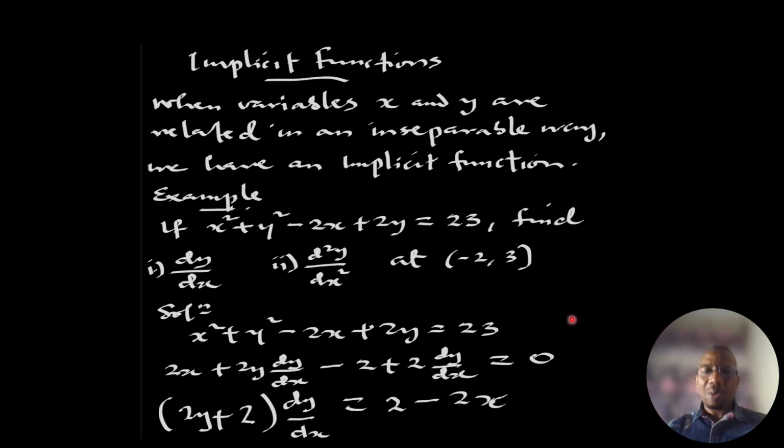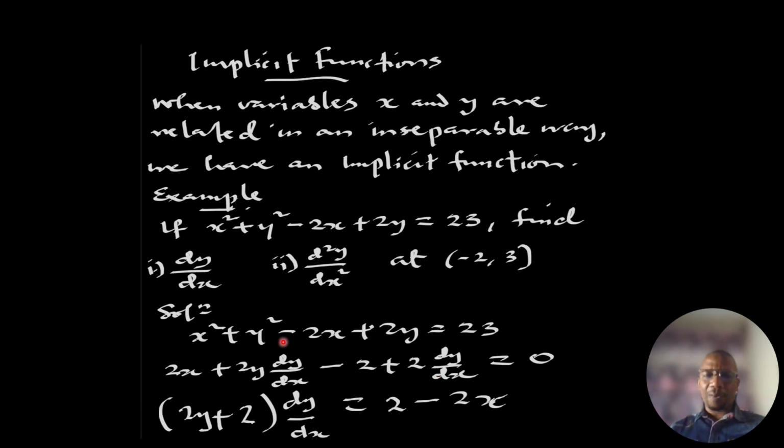For example, look at this function. If x squared plus y squared minus 2x plus 2y equals 23, find dy/dx, and find d squared y/dx squared at minus 2 and 3. At minus 2, that's at x equals minus 2, and y equals 3. This is the solution to that.